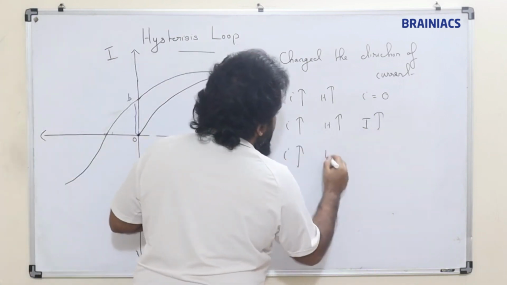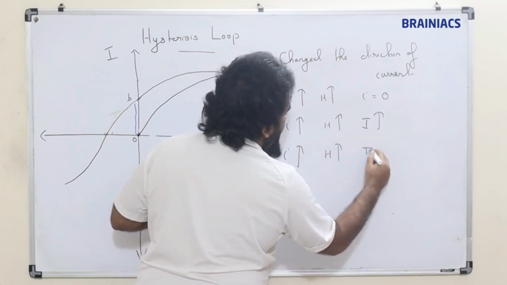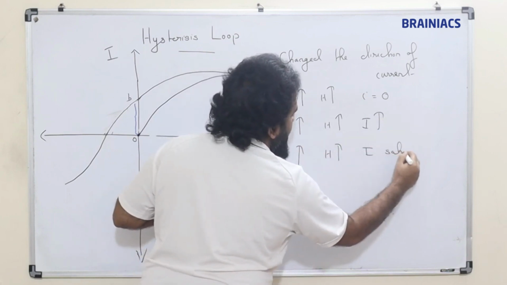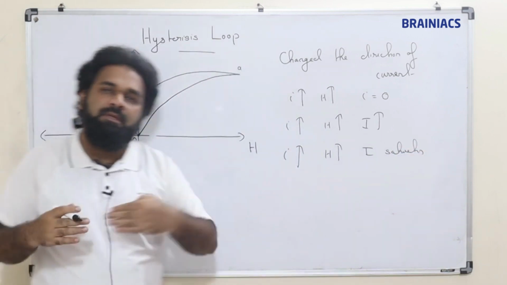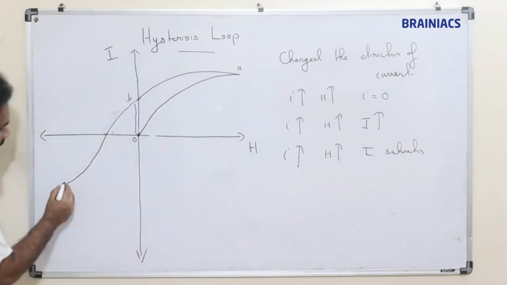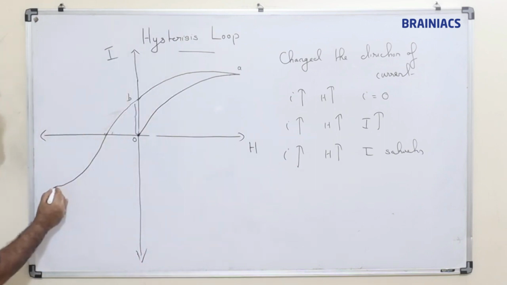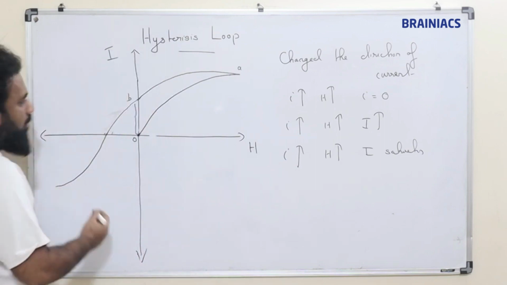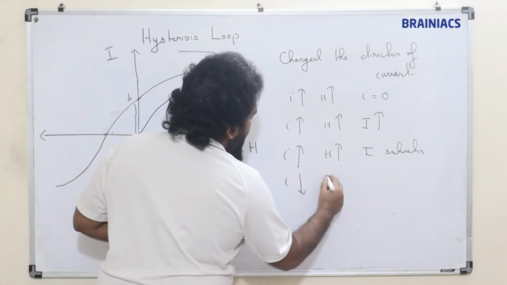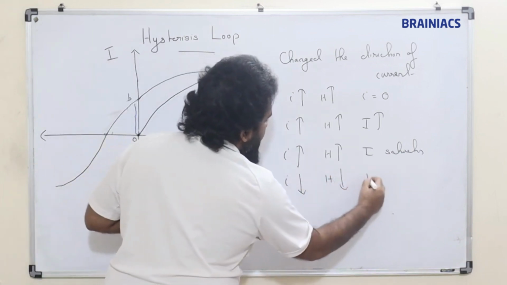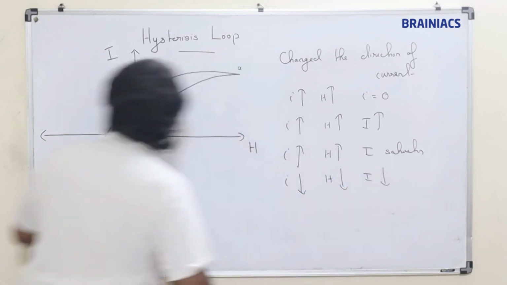Again I increases, H increases, I becomes what? Saturation. Because the magnetizing happens in the opposite direction. Finally what will happen? Here also this will get saturated. Now what we will do? We will start decreasing current. H also will be decreased, I also will be decreased.